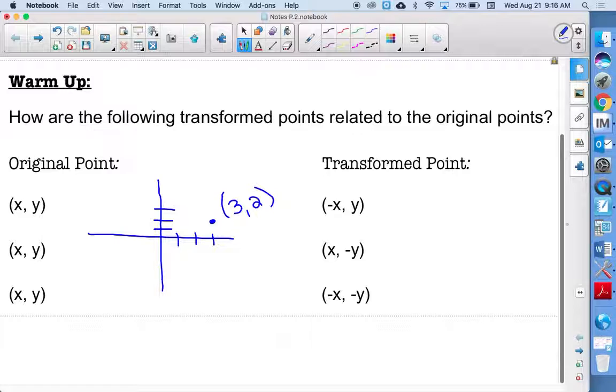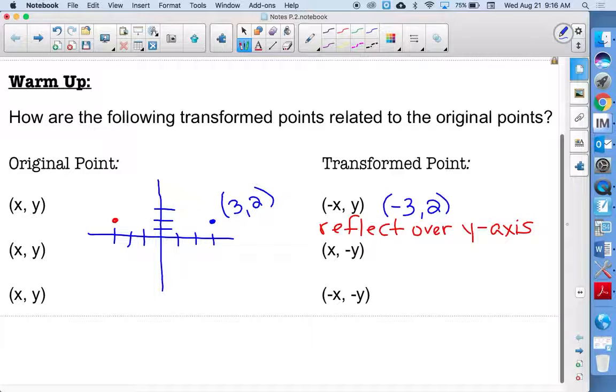So what happens to that point, how is it transformed if you make the x negative? Well, that means it becomes negative 3, 2. Where does it go if it becomes negative 3, 2? On the other side. So 1, 2, 3, it now goes on the other side. What is that called? Yeah. Nice job. So you're reflecting over the y-axis when you're making the x value negative.